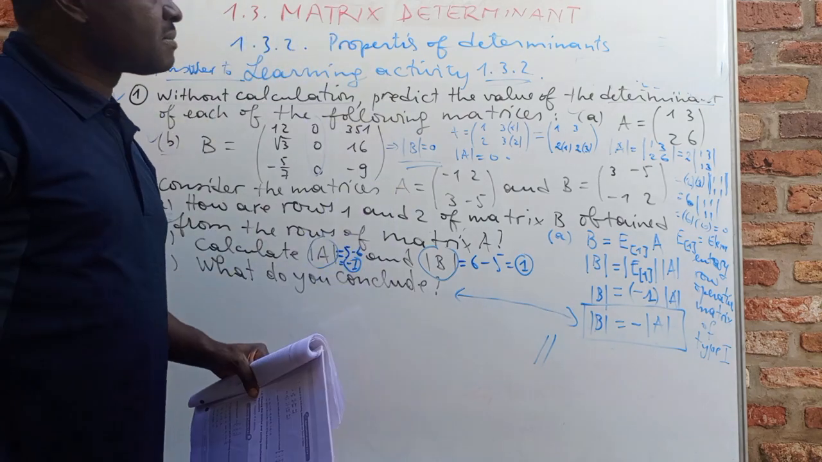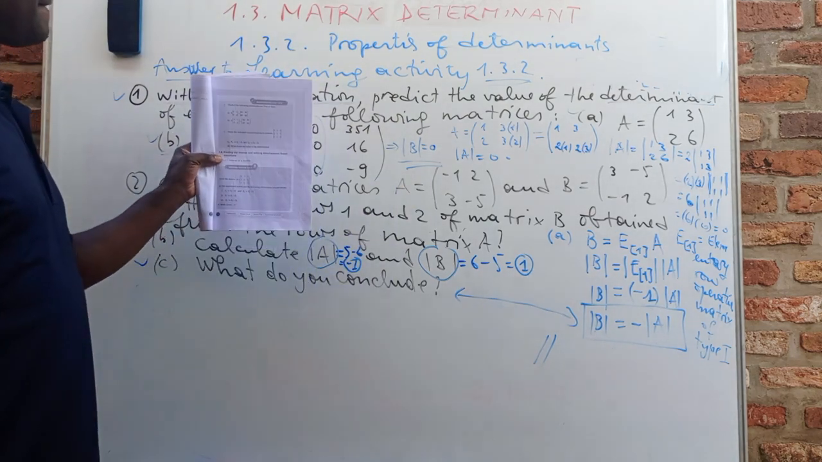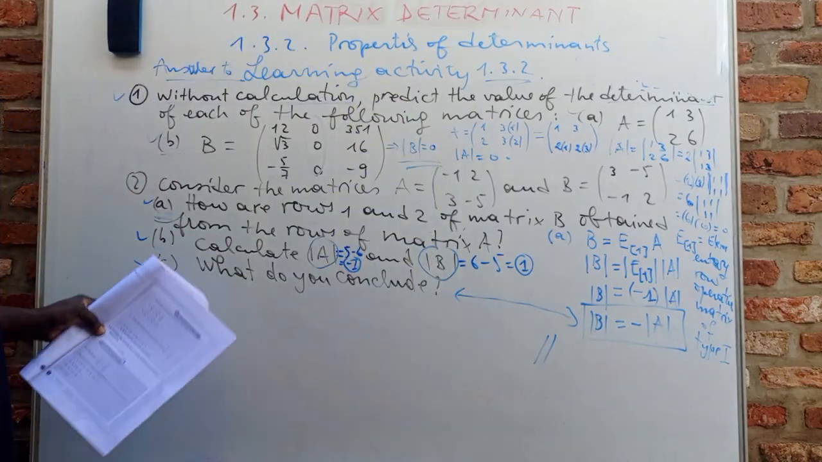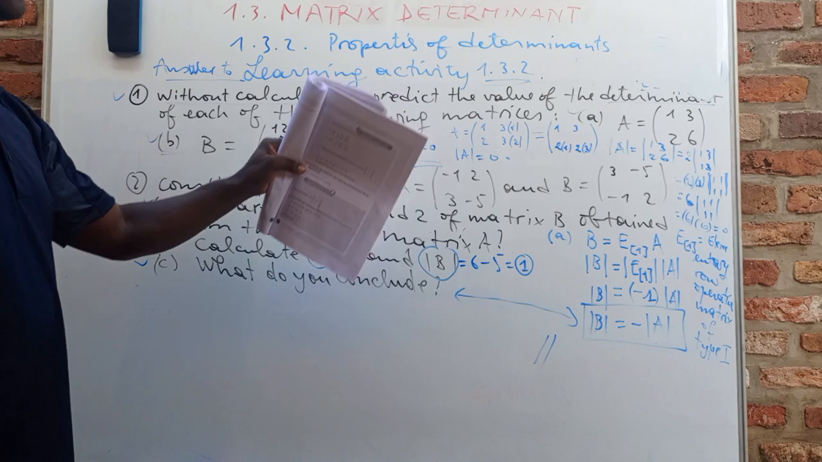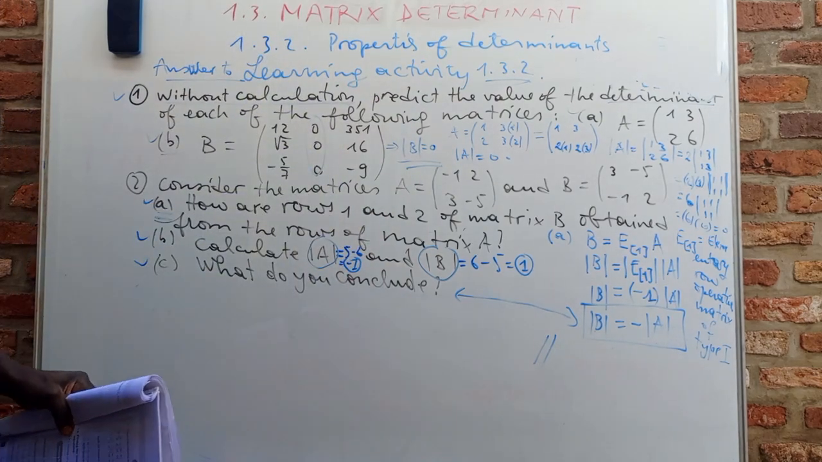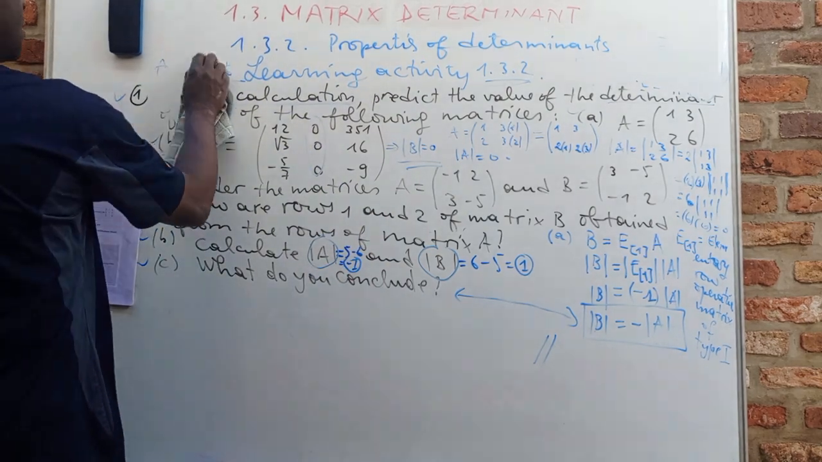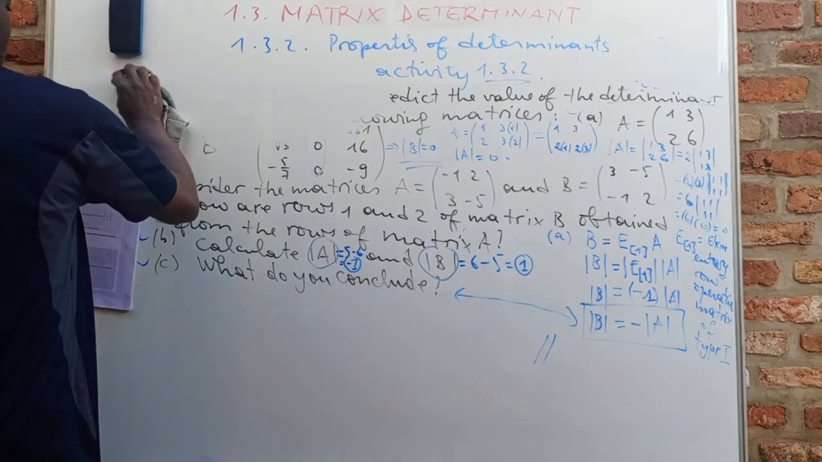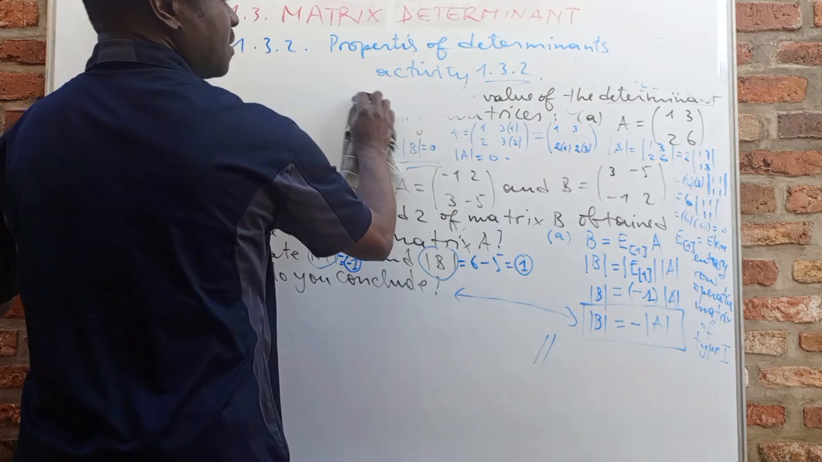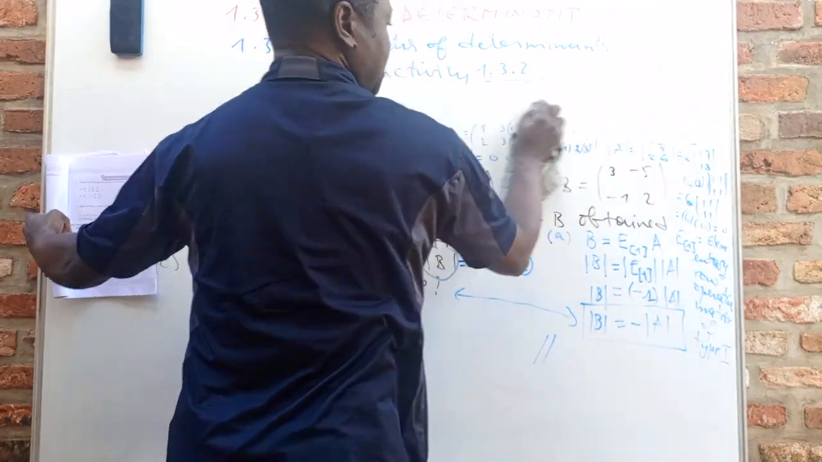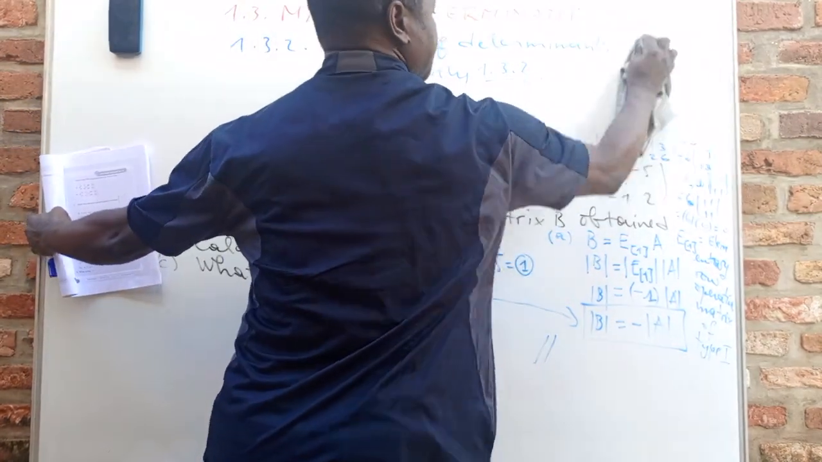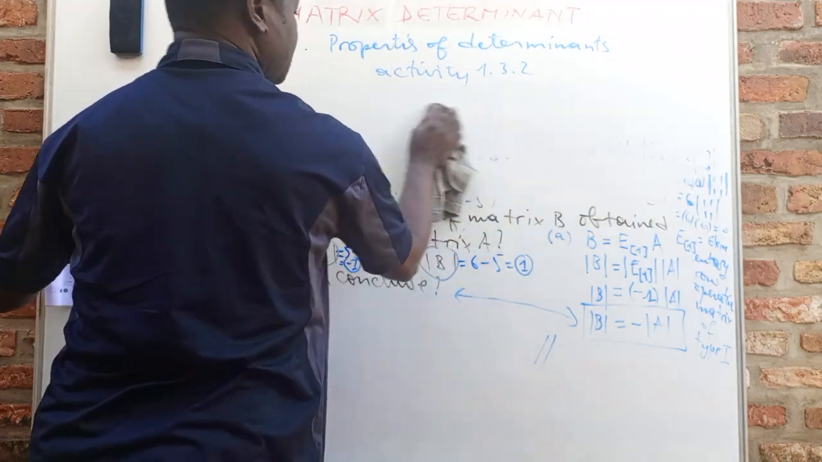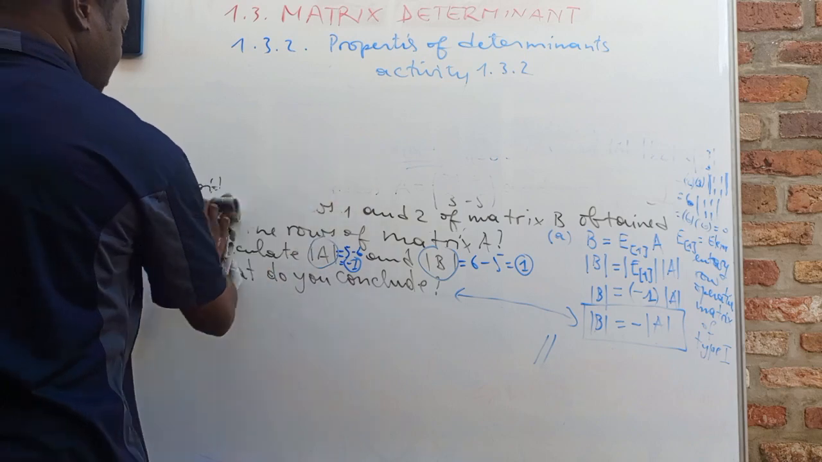Okay, now let us move to matrix determinant, properties of determinants, and then running application activity. Now, let us have this. This is the application activity. Now we consider application activity instead of running activity.